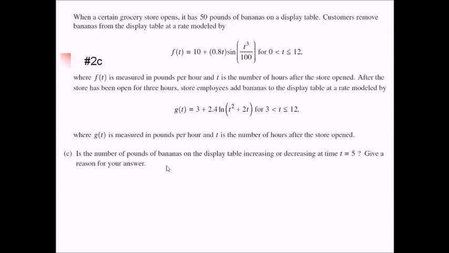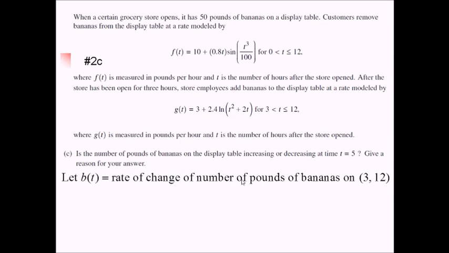So what I'm about to do here, I'm going to define a b of t function to talk about the overall rate of change of bananas, but I'm only going to need it on the interval from 3 to 12. From the interval from 0 to 3, this f of t function is going to take care of the rate of change all by itself because nobody's putting anything back. But from 3 to 12, we need this b of t that accounts for people putting things back.